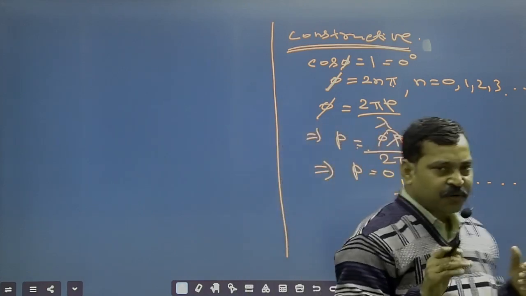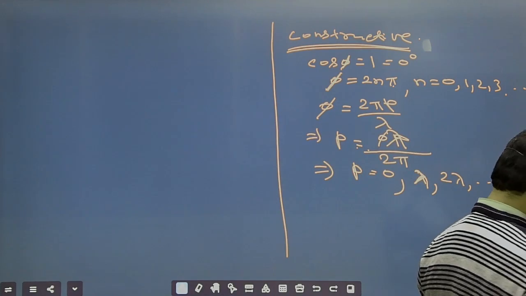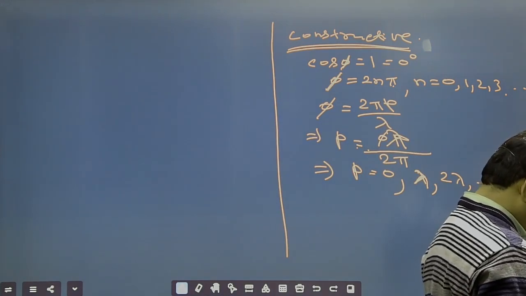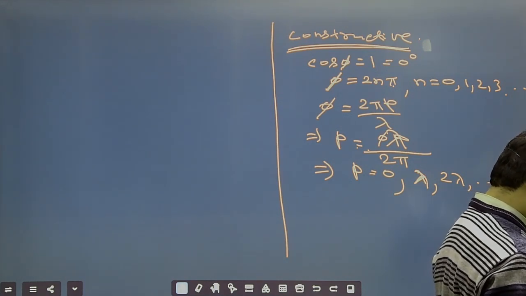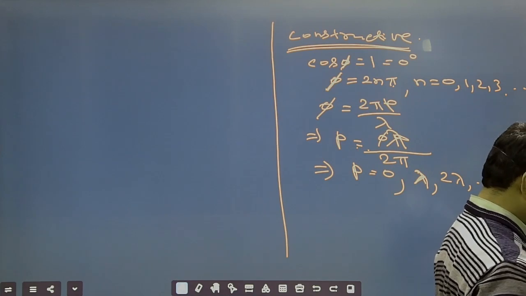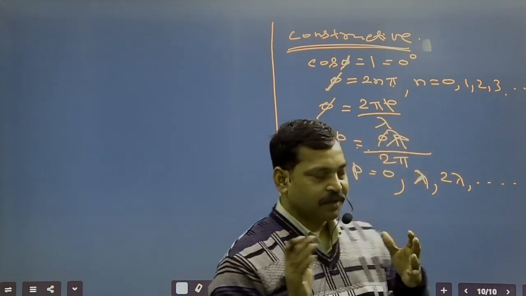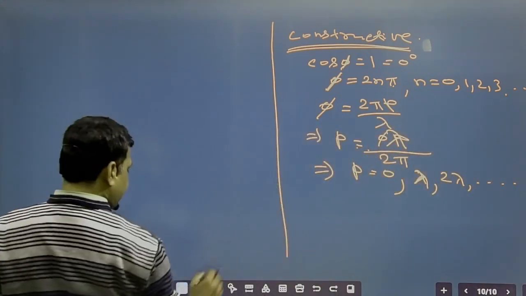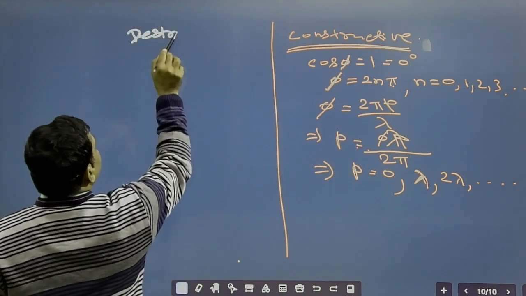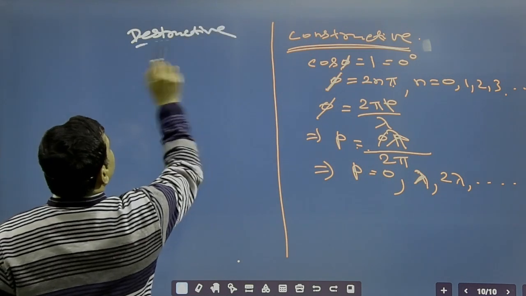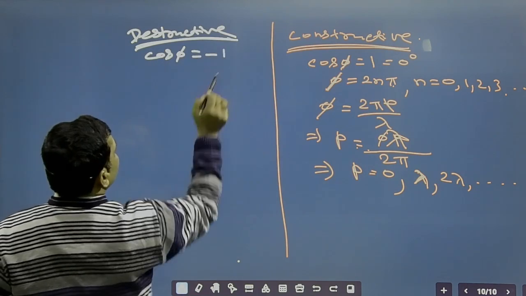So similarly we can discuss destructive interference. When will destructive interference take place? When the value of the cos is minimum. The minimum value of cos takes place at -1. So for destructive interference, we have to consider the minimum value of cos phi, which will be -1.